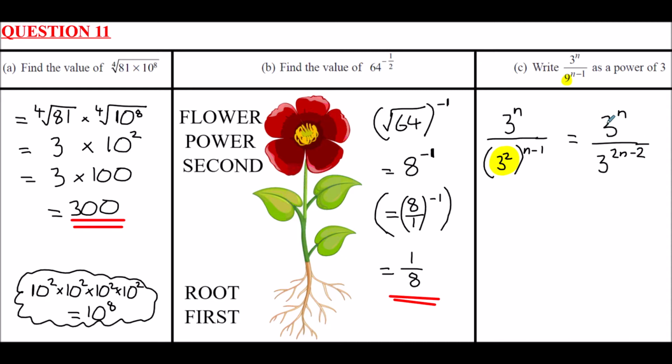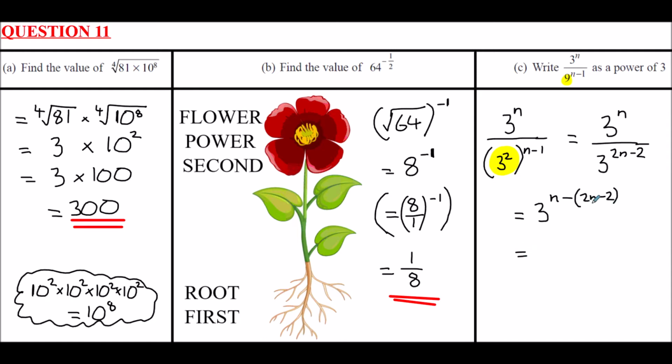So we've got here a power of 3 divided by another power of 3. At this stage, we need to remember how we divide with indices. If the base is the same and we're dividing, we do the first power, which is n, take away the power of the thing we're dividing by. So we minus off the power 2n minus 2. I'm going to put it in brackets because we're minusing off that whole thing.